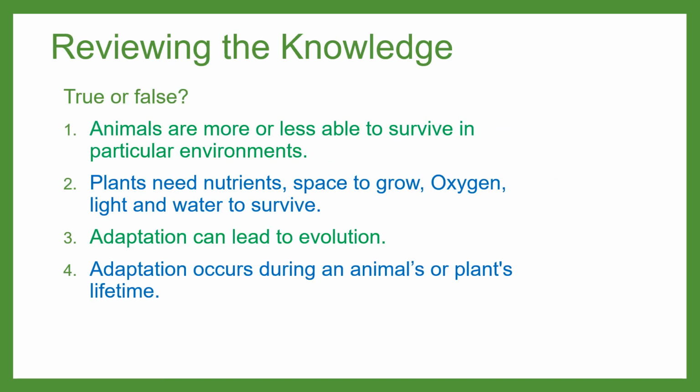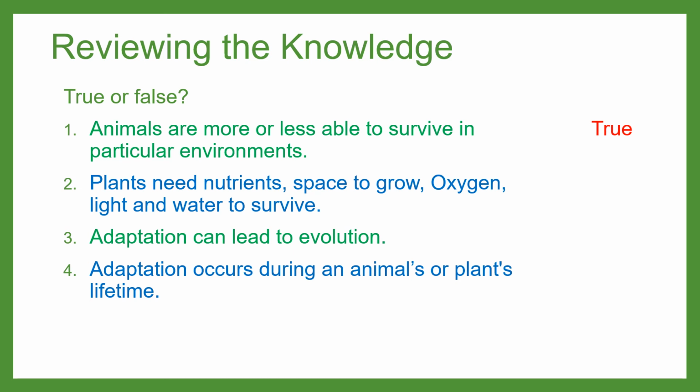So let's review the knowledge. Pause the video and see if you can answer true or false to the following four questions. So let's see how many you got right. Number one, animals are more or less able to survive in particular environments. This is true. A camel is more likely to survive in the desert than it is in the Arctic.